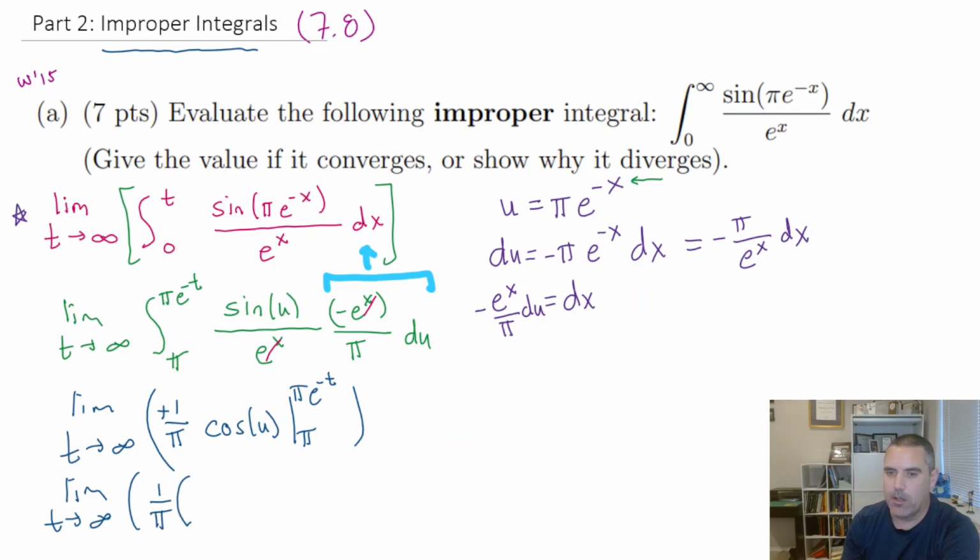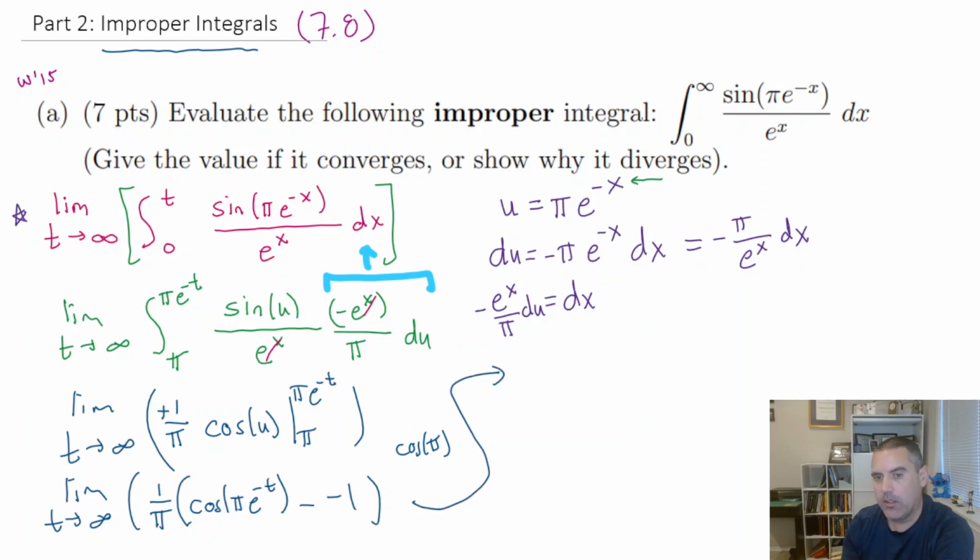Now, a small comment. When I know I have a constant there, I sometimes pull it all the way out. That's not that important. Minus cosine of pi. But cosine of pi, I know, is negative 1. So it's going to be minus negative 1. Okay. So now we are ready.